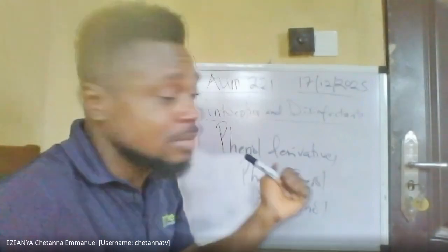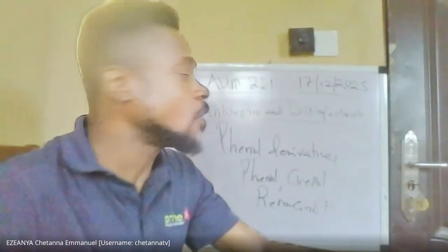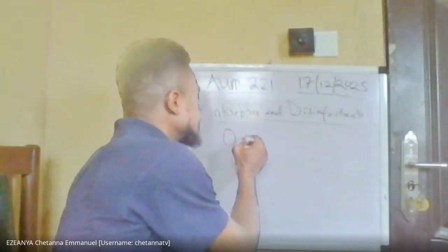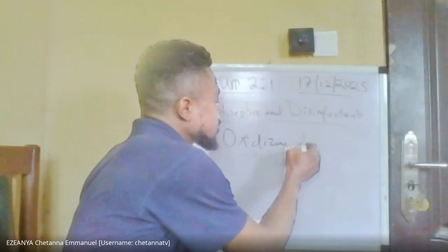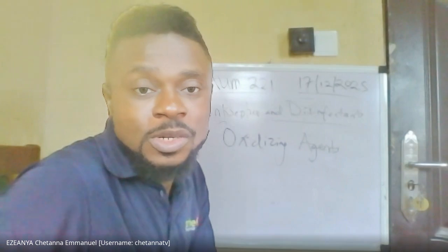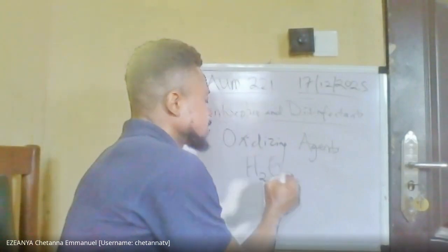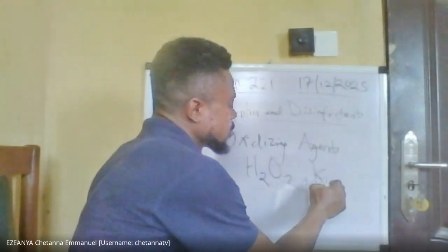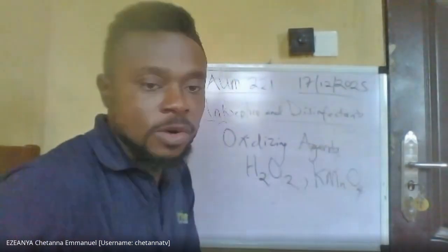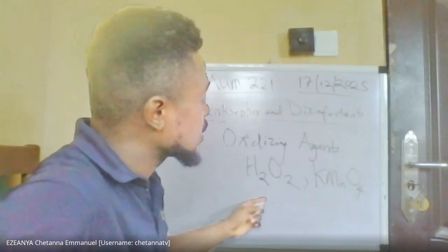So the second class I want to talk about is oxidizing agents. Under these oxidizing agents, that's where you have your hydrogen peroxide and your potassium permanganates.